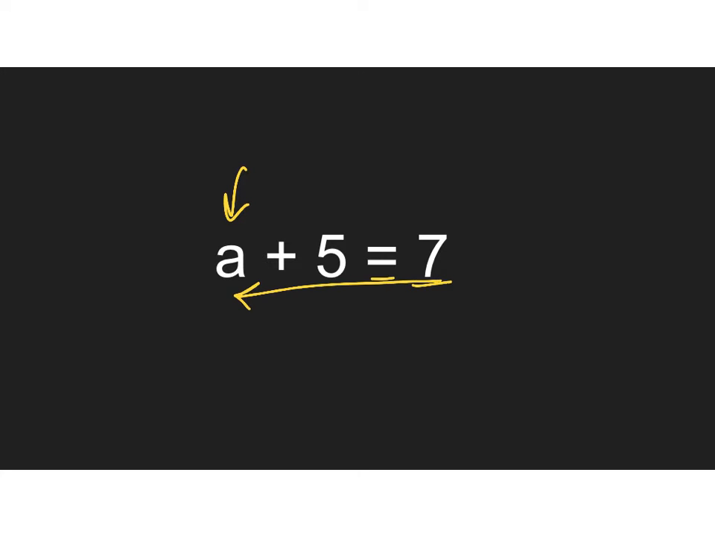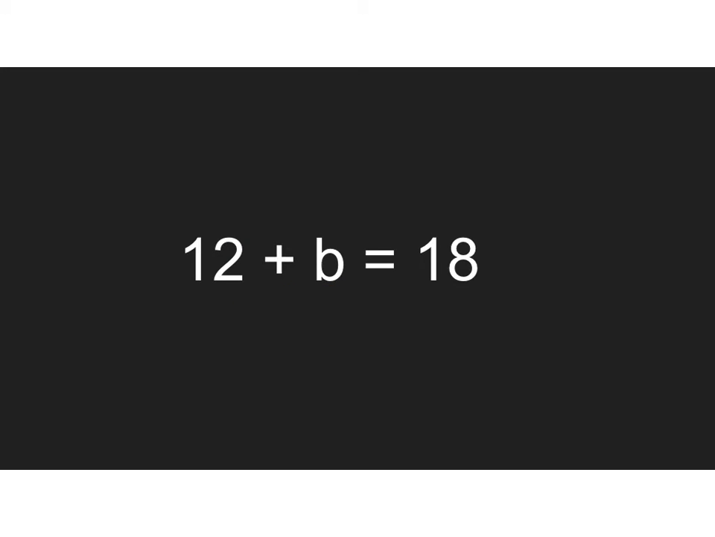But one way that I like to teach kids is to work the problem backwards using the inverse operation. So the opposite operation of addition is subtraction. So I'm just going to work this problem backwards, and I'm going to say 7 minus 5 equals, and a is equal to 2. Now if we work it the right way, 2 plus 5 equals 7. That makes sense.